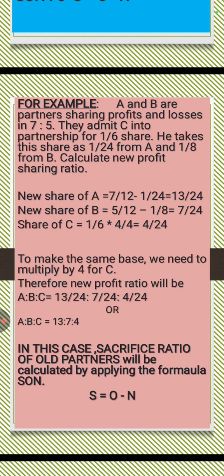In the previous case, no information was given regarding C's share, who is going to sacrifice, by whom, and what C will get from A and from B. But in this case, all such information is given. So just calculate the new share of A. His old share is 7/12. He gave 1/24 to Mr. C. What remains with A is 13/24. Same for B, and C's share is given in the question. Again we have to make the denominator the same, so we take 4/4 for C. It's very simple to understand this case.